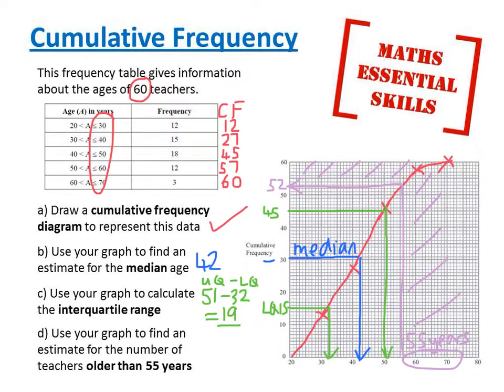And I'll use the fact that I'm looking at this part to work out the answer to my question. There are 52 people who are younger than 55. So because there are 60 people altogether, I know that this top bit is 8. 8 teachers are older than 55 years old. And that's this top bit here. 60 take away 52. That's how I got that 8 as my answer.